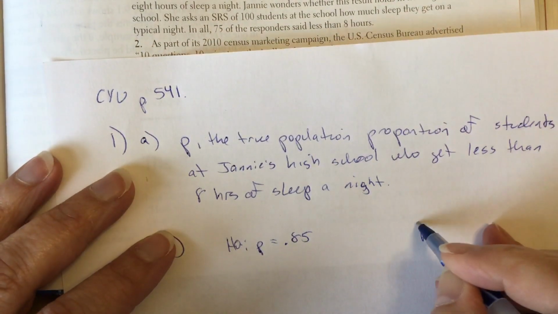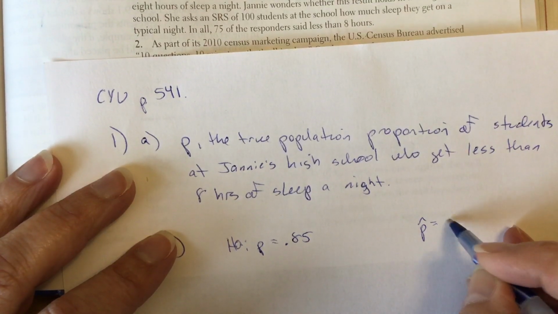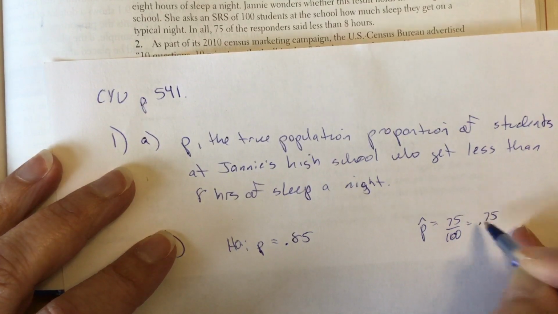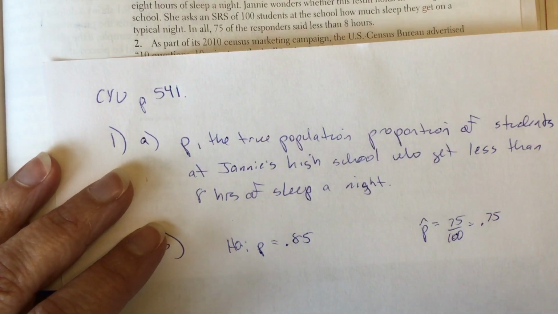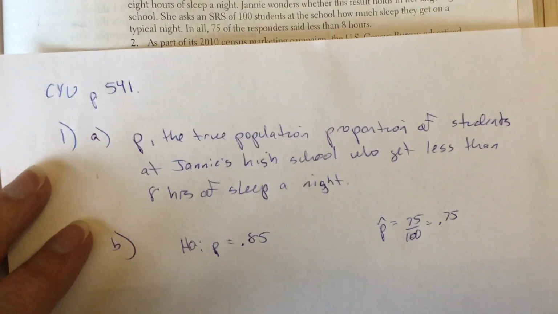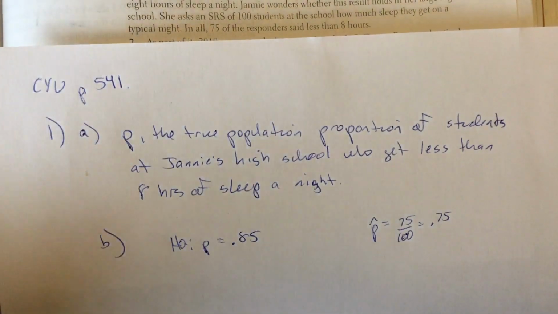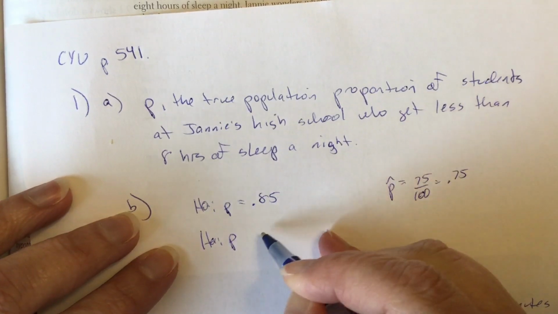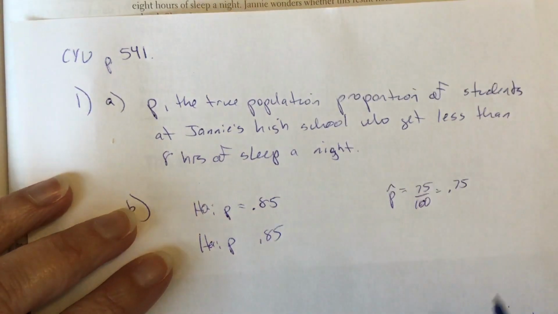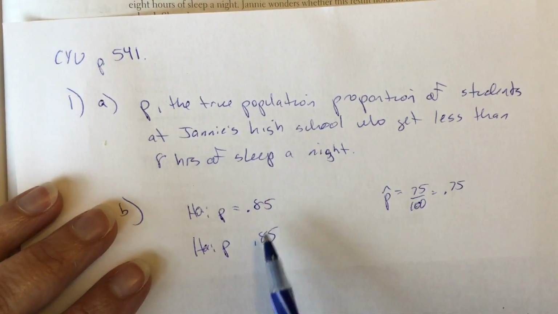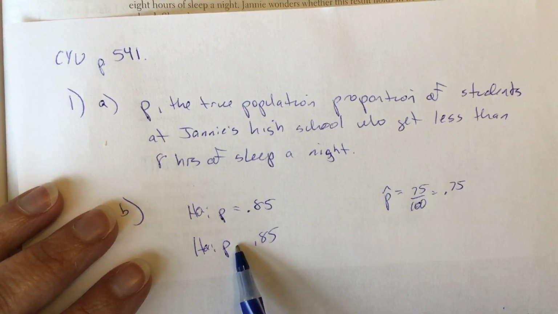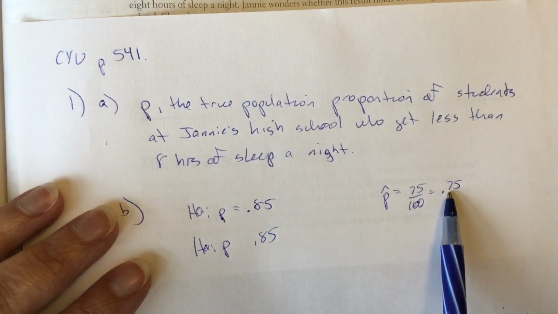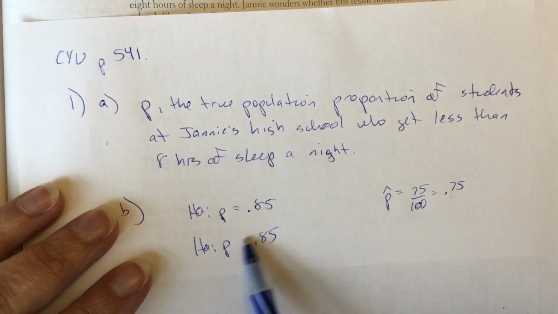Now, she took a sample, 75 out of 100, so 0.75 of the students at her school are getting less than 8 hours of sleep. So our alternative hypothesis, or HA, has to act on that 0.85, we're still going to keep the same number. So we can do two things here. We can say that p is less than 0.85, since 0.75 is less than, or not equal to.